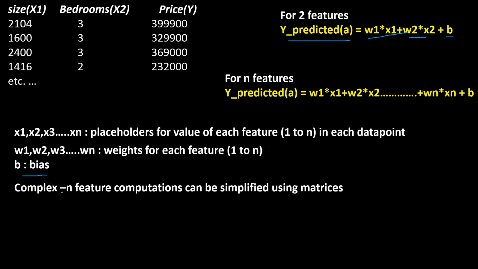For two features, what we did was define y predicted as w1 into x1 plus w2 into x2 and so on. Instead of this, if we use matrices, we can simplify all these operations. So let's see how we can do that.